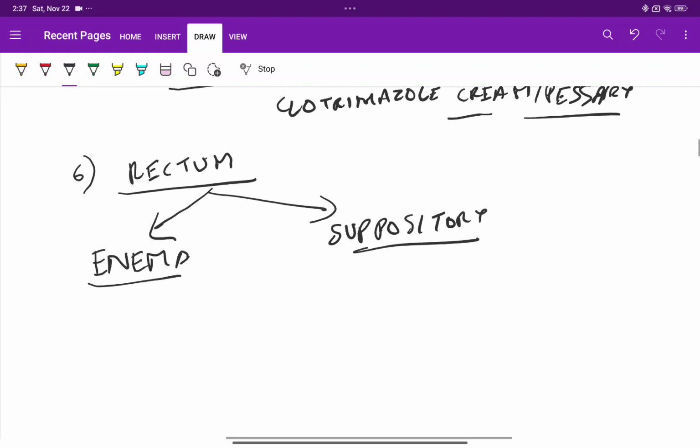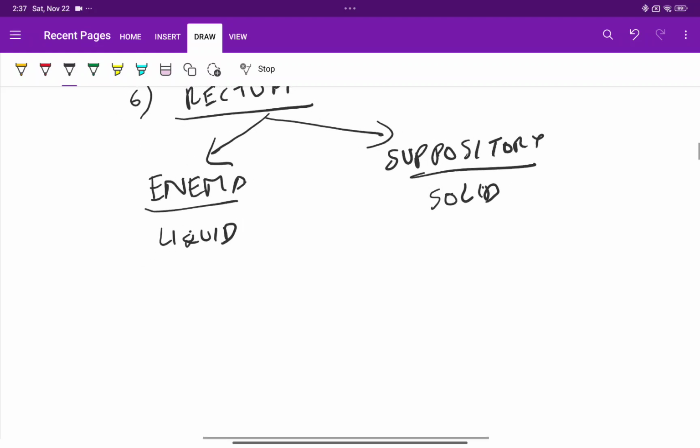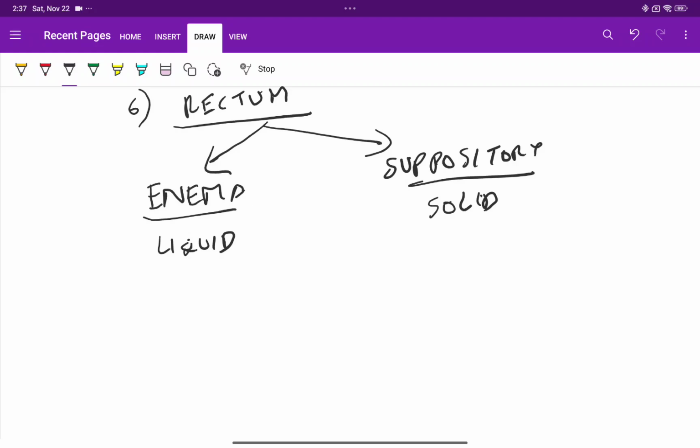See, liquid form of the drug given into the rectum is called enema. Solid form of the drug given into the rectum is called suppository. This enema and suppository will have both local action and systemic action. I will tell about both things in the same slide. Example, local effect of enema.